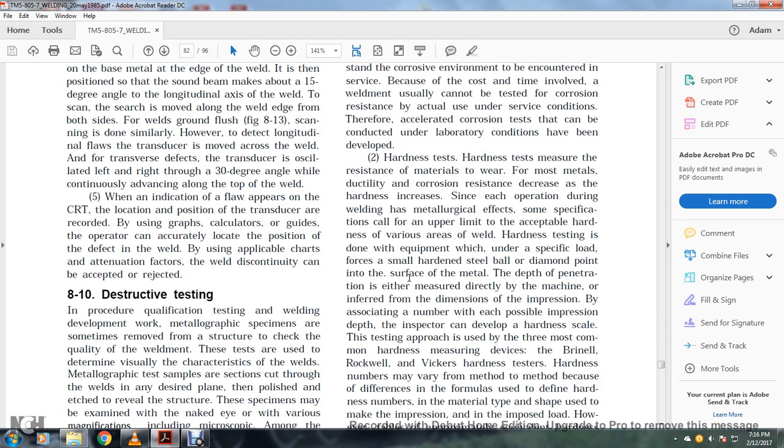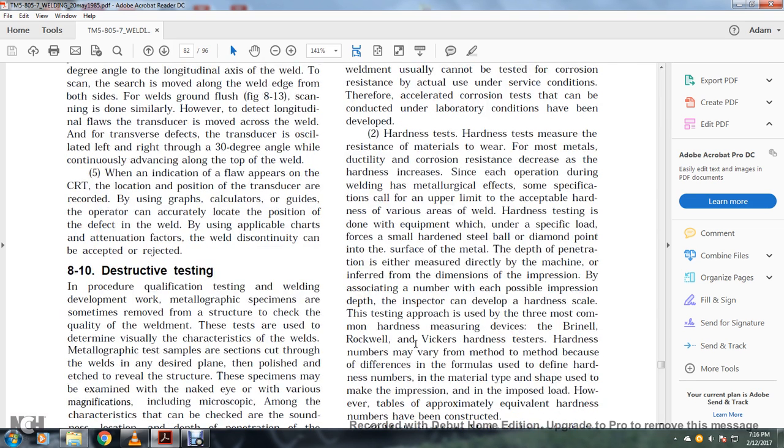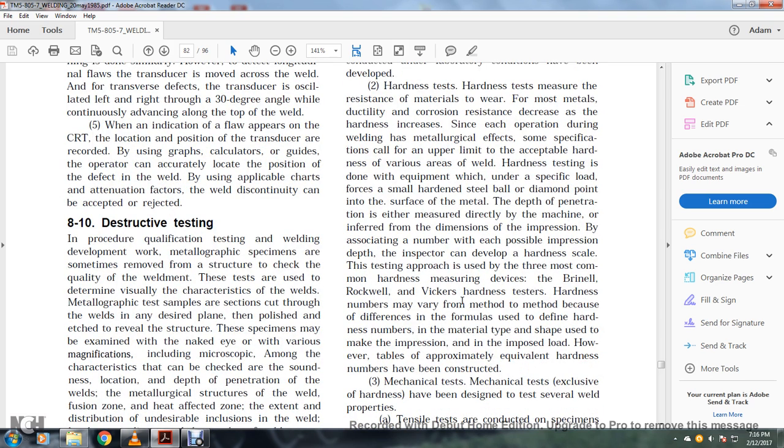The depth of penetration is either measured directly by the machine or inferred from the dimension of the impression, by associating a number with each possible impression depth. The inspector can develop the hardness scale of the testing. Testing approaches use the three most common hardness measuring devices: the Brinell, Rockwell, and Vickers hardness testers. The hardness numbers may vary from method to method because of differences in the formulas used to define the hardness numbers, the material type, and the shape used to make the impression and the load imposed. However, tables of approximately equivalent hardness numbers have been constructed.